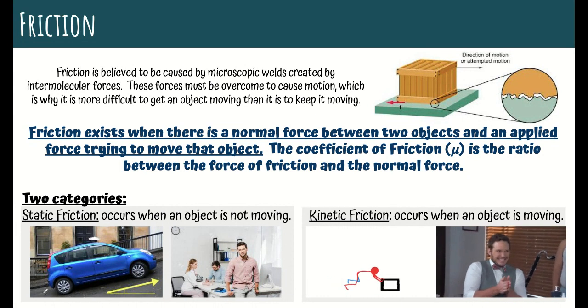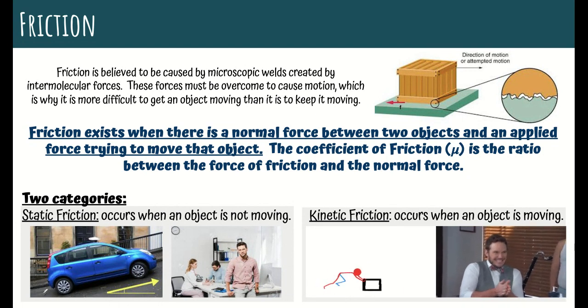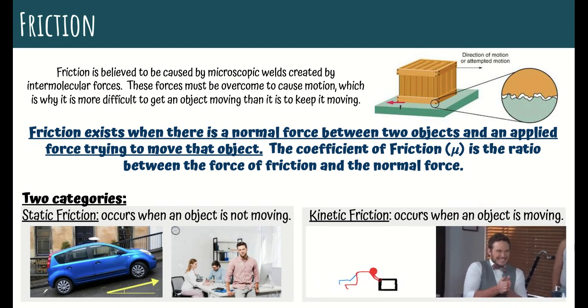So we're going to have our two different categories of friction. We have static friction, which is the force of friction when an object is not moving. That is always going to be greater than kinetic friction. You saw that with the box. When it was sitting still, the amount of force required to get that box moving was greater than the amount of force that was required to keep it moving.